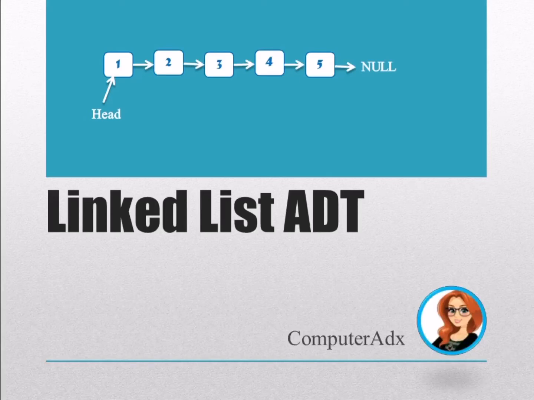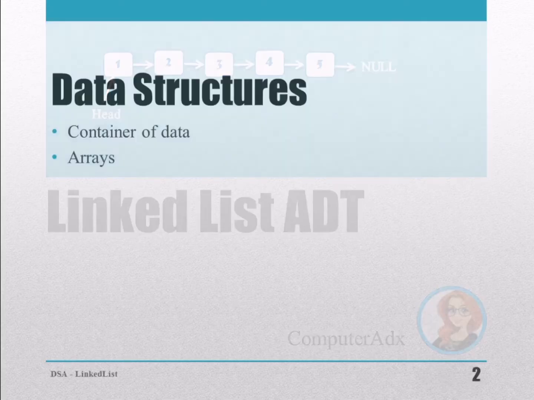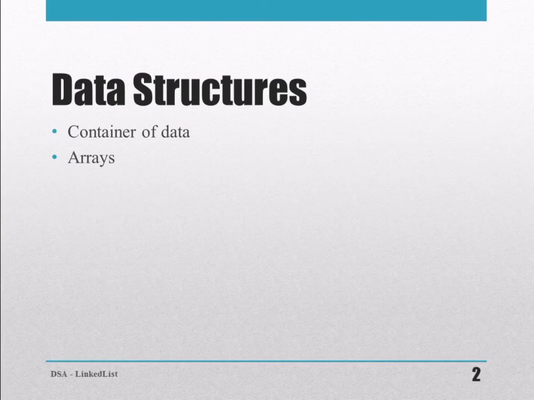Hello everyone, the topic that we will be covering today is linked list ADT. Linked list ADT is basically a type of data structure. Before going into further detail, we must know what a data structure is. Data structures are containers of data, that is, they save and contain the data during runtime and make it available to be manipulated or have various operations performed on it.